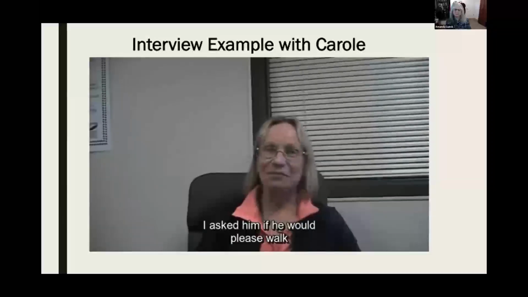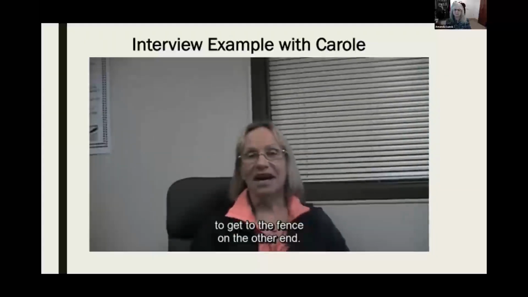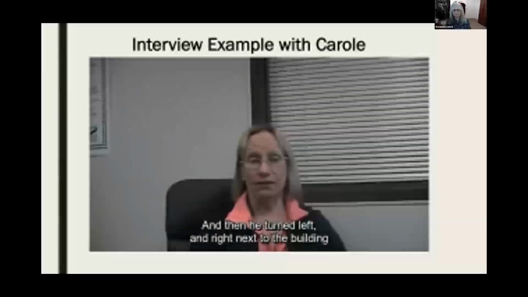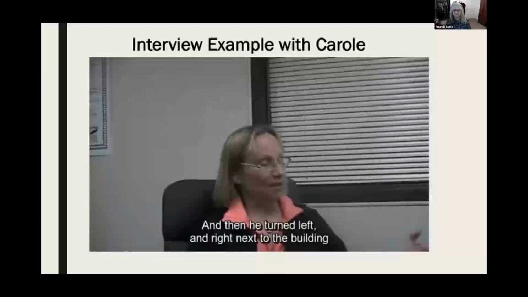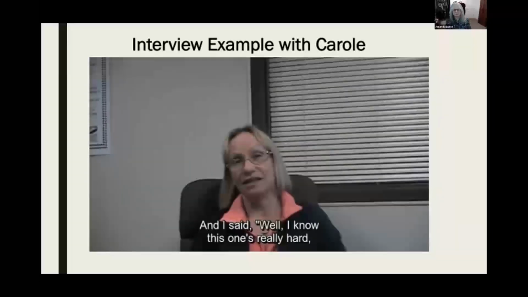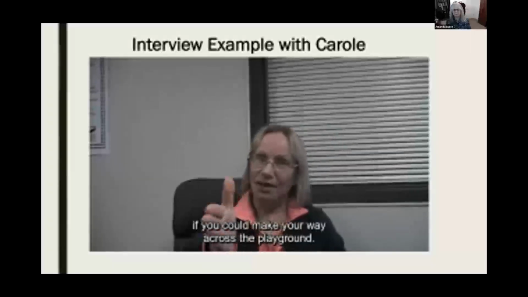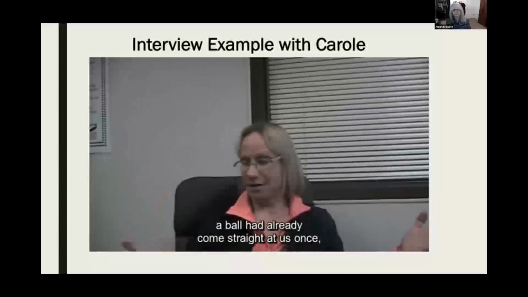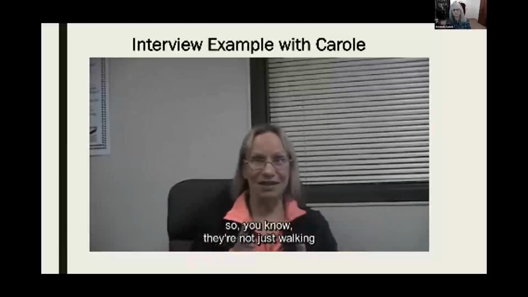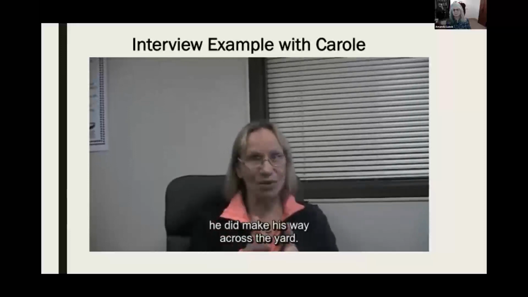I asked him if he would please walk all the way across the blacktop to get to the fence on the other end. And he stood there for a really long time. And then he turned left and hung right next to the building. He was just going to keep walking next to the building and avoid the yard completely. And I stopped him and I brought him back. And I said, well, I know this one's really hard, but I'd really like to see if you could make your way across the playground. And there are balls flying. A ball had already come straight at us once, and children moving around in unpredictable ways because they're playing ball. So, they're not just walking and talking to each other or something. And with great trepidation, he did make his way across the yard.